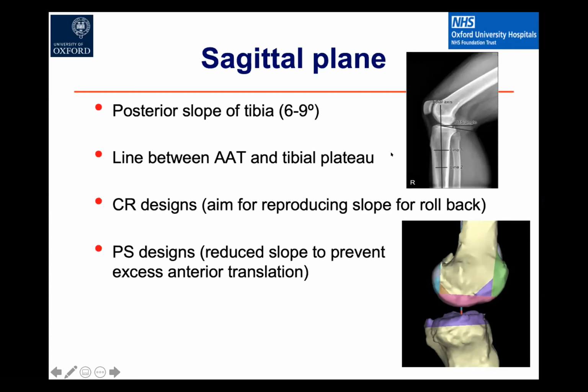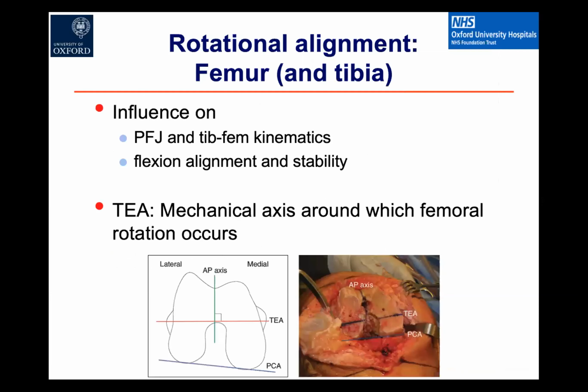And this is important and has some relevance in knee replacement design, in that the cruciate retaining designs aim to reproduce the tibial slope for rollback purposes, whereas the PS designs try to reduce the slope to prevent excess anterior translation. And you'll see that when you're doing CR and PS knees, the optic will tell you to cut, for example, with a PS at reduced angles, 3 or 0 degrees, for example.